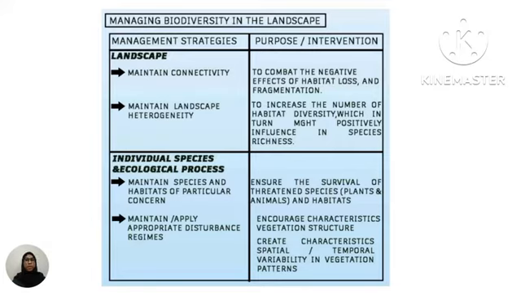Meanwhile, in terms of individual species and ecological process, we have to maintain species and habitats of particular concern. This is to ensure the survival of threatened species, plants and animals, and habitats which currently are facing an increased number of threats. Secondly, we need to maintain or apply appropriate disturbance regimes. This is to encourage characteristic vegetation structure and create characteristic spatial or temporal variability in vegetation patterns.